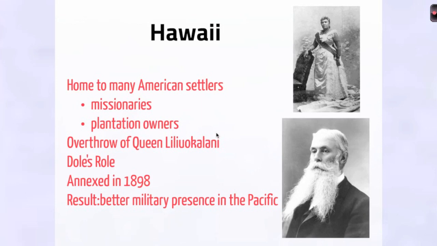During this time, there were a lot of Americans there, mostly plantation owners and missionaries trying to convert the natives to Christianity. A lot of sugar and pineapple plantations in Hawaii. And so in the 1890s, Queen Lili decides that she wants to take political power back from these American landowners and plantation owners that have had so much power in this area. And then these American landowners overthrow her in 1893.